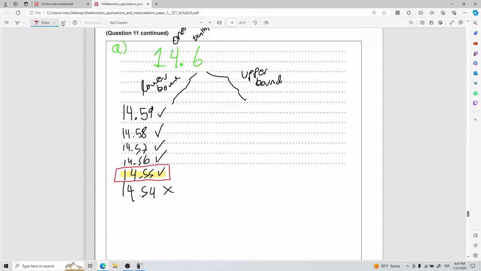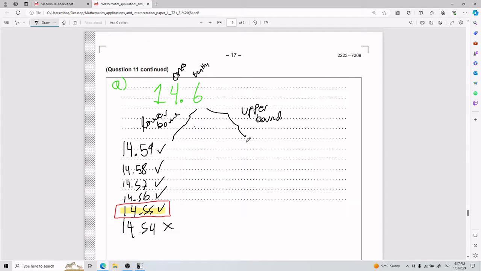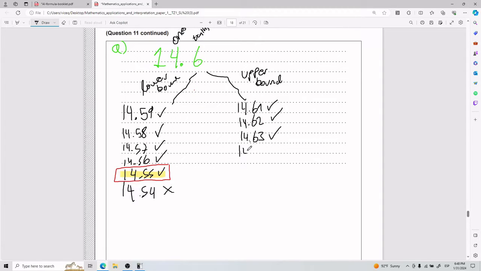For the upper bound, it's very similar, but it's also maybe a little bit more confusing. So for the upper bound, I'm going to make it bigger just by a little bit. So I'm going to have 14.61. Do you still round it to 14.6? Yes. 14.62. Do you still round it to 14.6? Yes. 14.63. Do you still round it down to 14.6? Yes. 14.64. Do you still round it to 14.6? Yes.